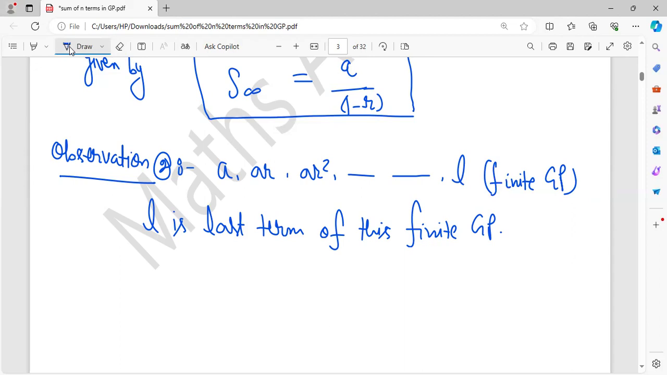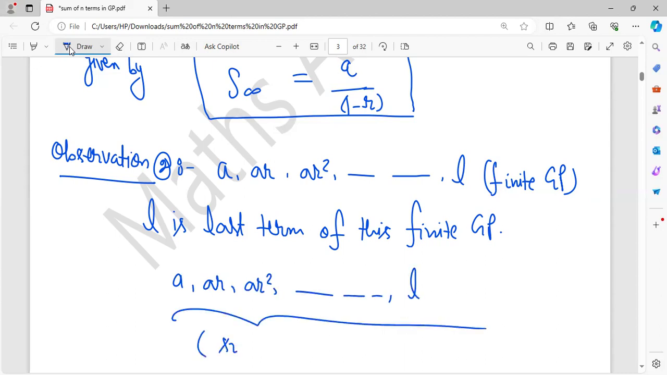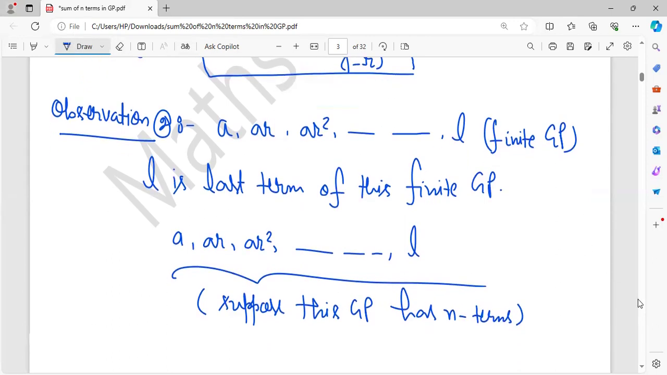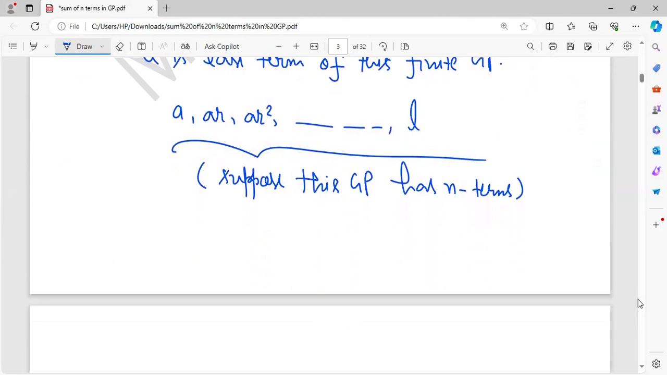Then suppose we have this GP, and suppose this GP has n terms. If this GP has n terms, what will be the last term? The last term L is the nth term, so L is equal to the nth term.